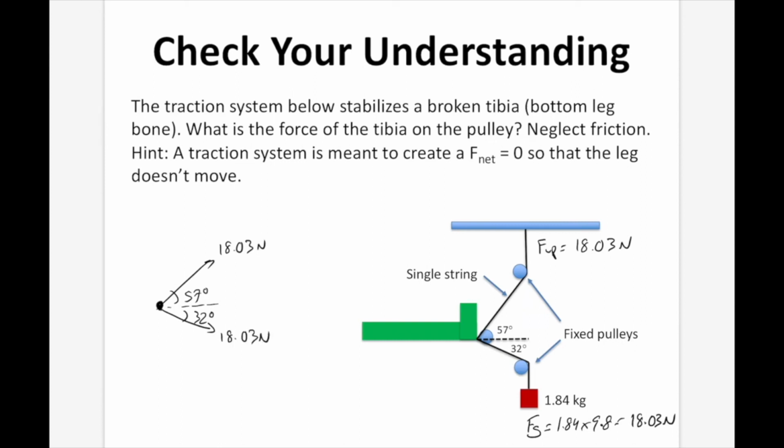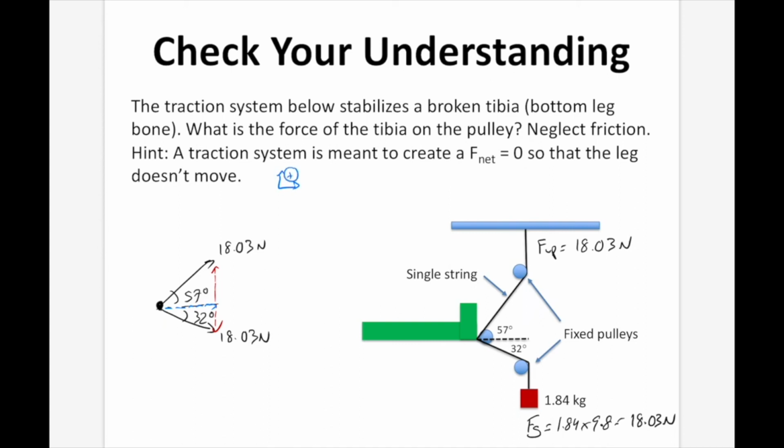We don't need the mass of the leg. We don't need anything like that. So what we're going to do is find the sum of our x's and the sum of our y's, and then we're going to find the net force from that. So we're going to say our y's are going to go up and down, and we're going to say our x's are both going to go to the right. We are going to say that right and up are both positive.